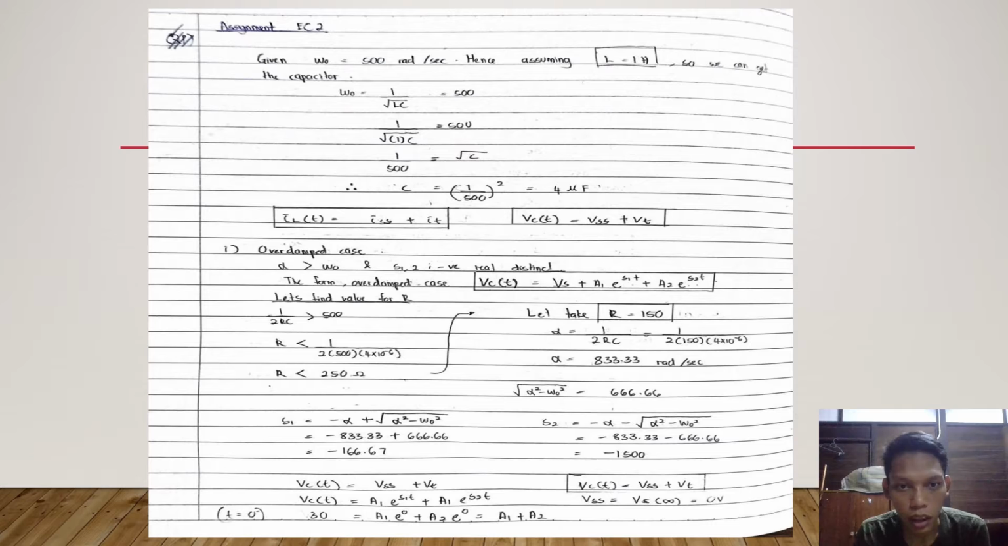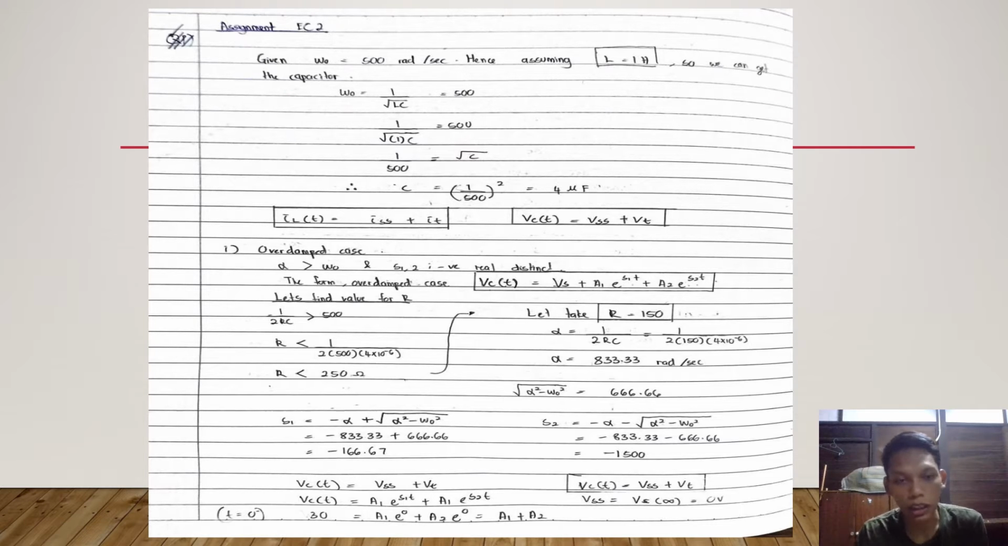Next, from the value given, ω0 is 500 radian per second and the inductor is not given. We assume the inductor L as 1 Henry. From that, we get the capacitor equal to 4 microfarad. The formulas are iL(t) equal to iL(ss) plus i(t), and vC(t) equal to vC(ss) plus v(t).